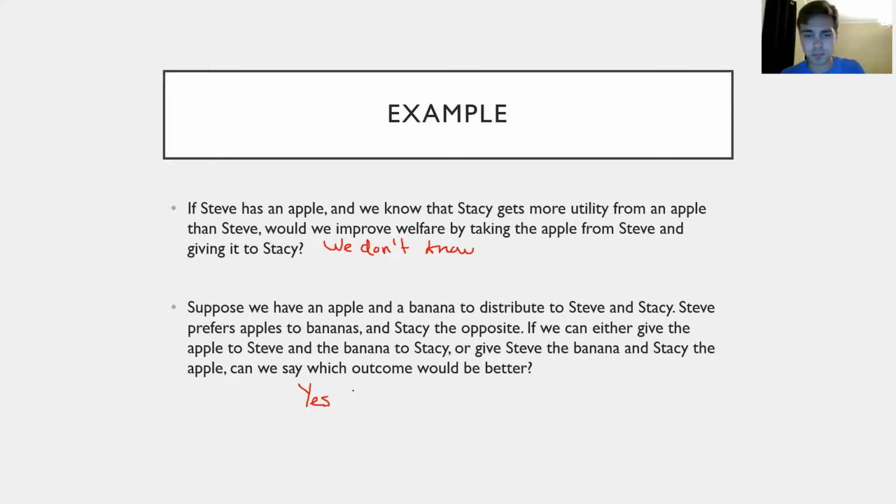This is because we know that if Steve gets the apple, he's better off than if he gets the banana. And we know that Stacy would be better off if she got the banana than if she got the apple. So if both of them are better off in one circumstance than they would be in the other, we can say that in total, both of them would be better off. If they're each individually better off, we can make that determination because we can compare utility within a person. Then we can also make the assumption that it's making everybody better off, which is just Steve and Stacy in this case.